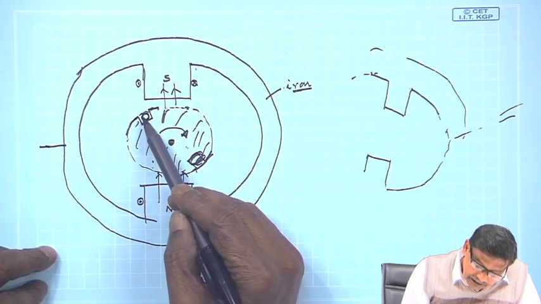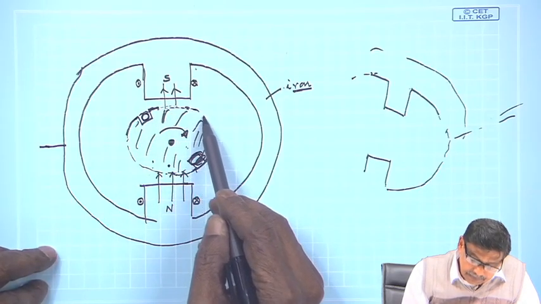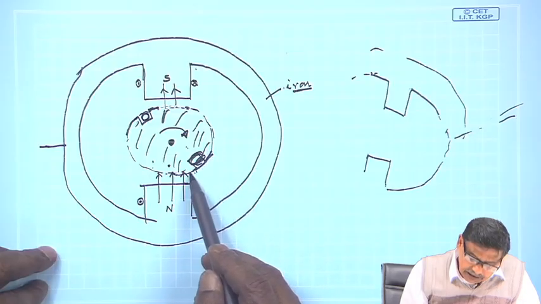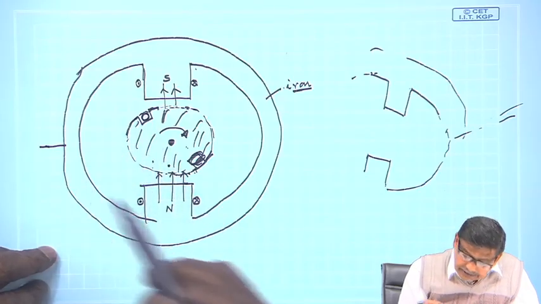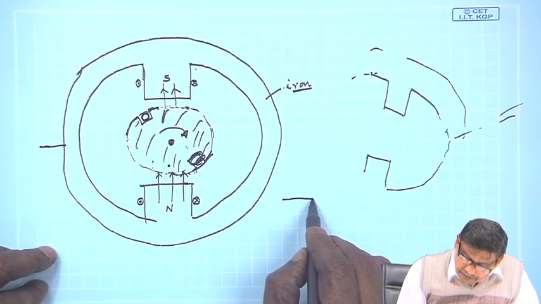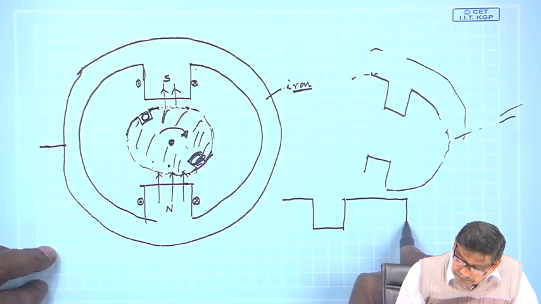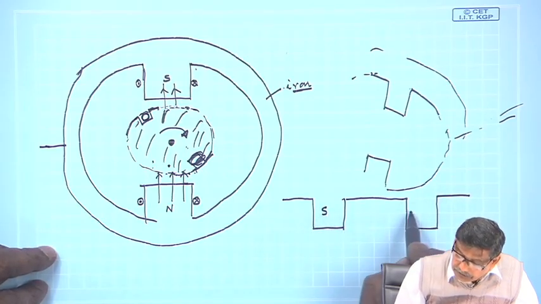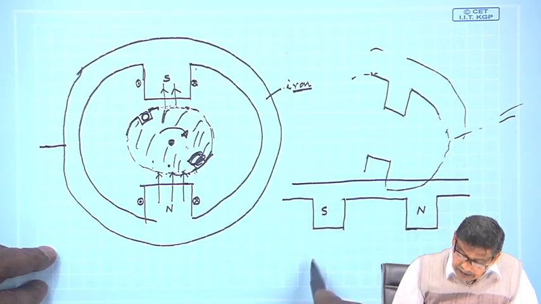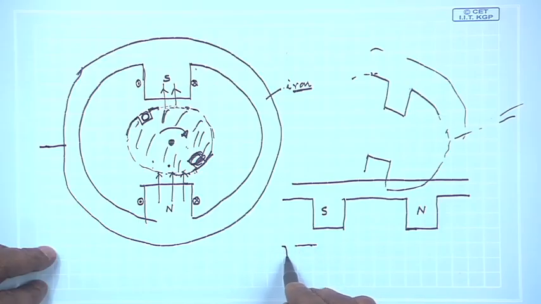So, what will happen? This conductor will move, it will come under south pole, remain there for certain time, then it will further move, then it will enter under north pole and once again it will come to south pole. Is it not the same as an equivalent machine like this? South, north, and here is also iron, and here is a slot, a single slot, it is also iron.